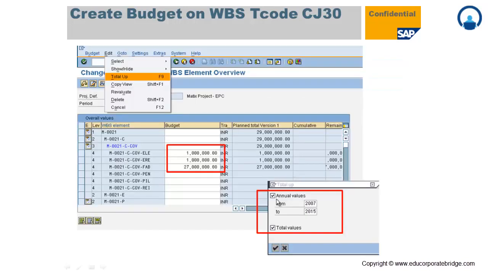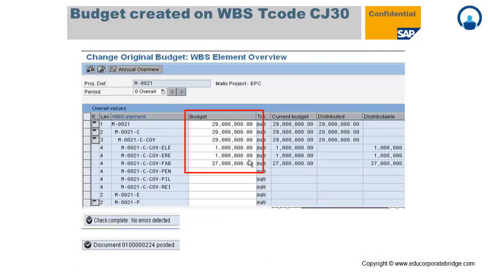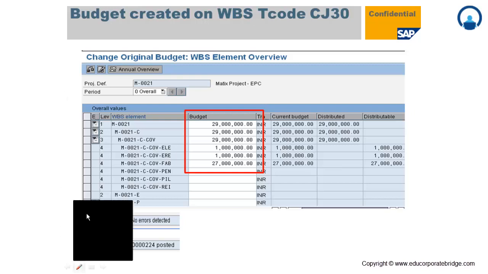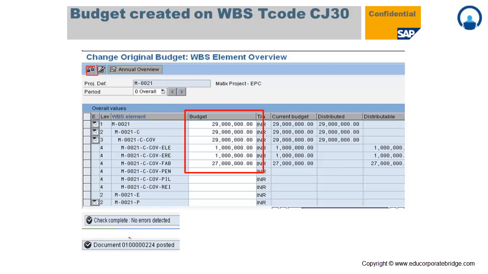Finally, to roll up the values, you click on the annual values and total values and then do the total up. The system will roll up the budgeted values from the lower level to the higher level. Then you have to check that the check is complete without any error, and then finally save. As soon as you save, the document gets posted in FI. So this is the process where you can allocate the budget at the WBS level.